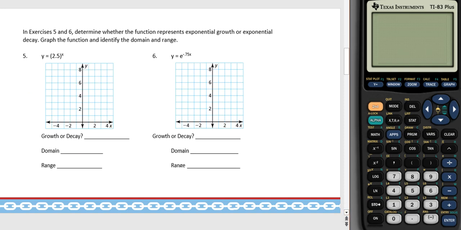Over here on the next two, 5 and 6, looking at exponential growth and decay. So the best place to start with these is to enter our equation into our calculator. So I'm going to hit the y equals button, and I'm going to type it in just as we see, 2.5 to the x power.